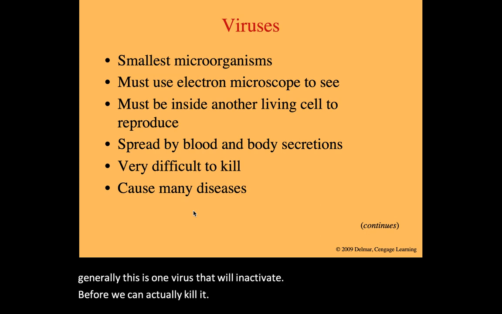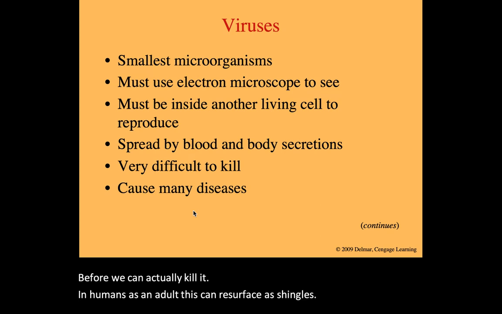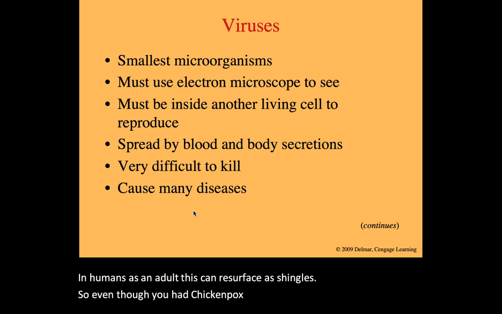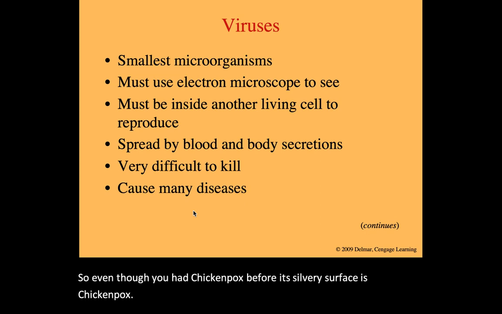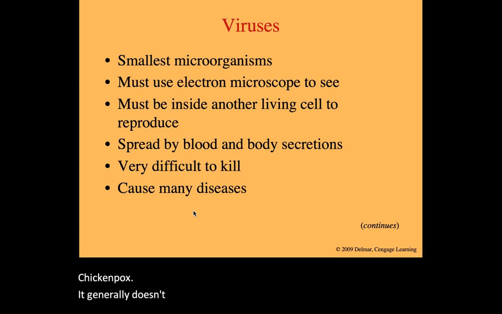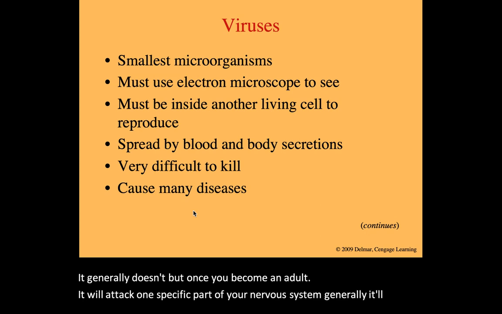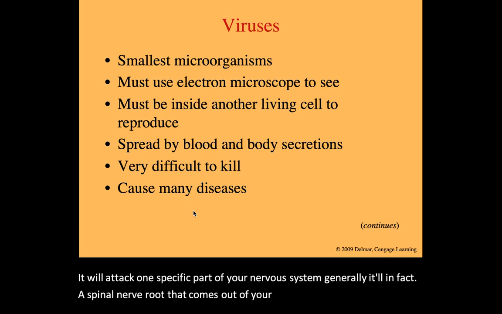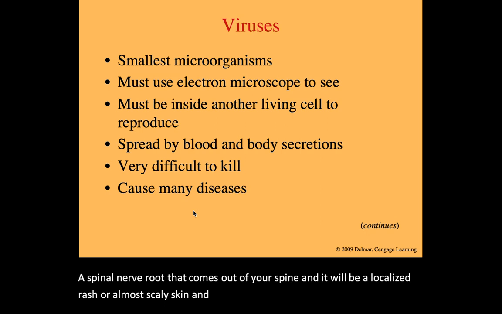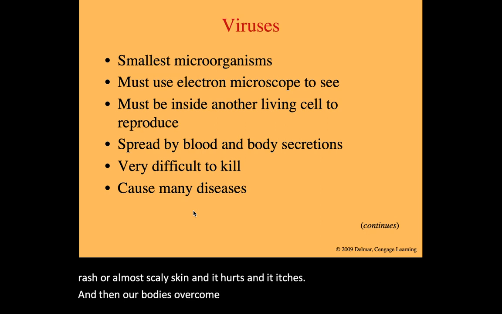In humans, as an adult, this can resurface as shingles. So even though you've had chickenpox before, it can still resurface. It generally doesn't, but once you become an adult, it will attack one specific part of your nervous system. Generally, it'll infect a spinal nerve root that comes out of your spine, and it will be a localized rash or almost scaly skin, and it hurts and it itches. And then our bodies overcome it again, and it generally goes dormant.